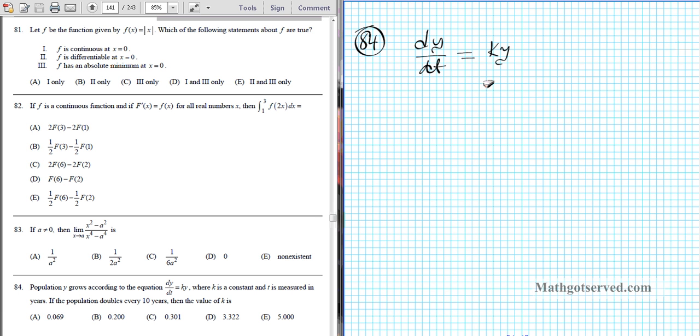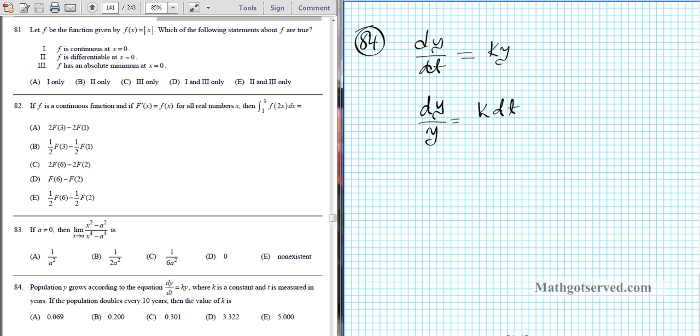This is an equation that can be solved by separation of variables. So let's go ahead and separate the variables, y on the left and t on the right. Remember, k is a constant. So we have dy over y equals k dt.